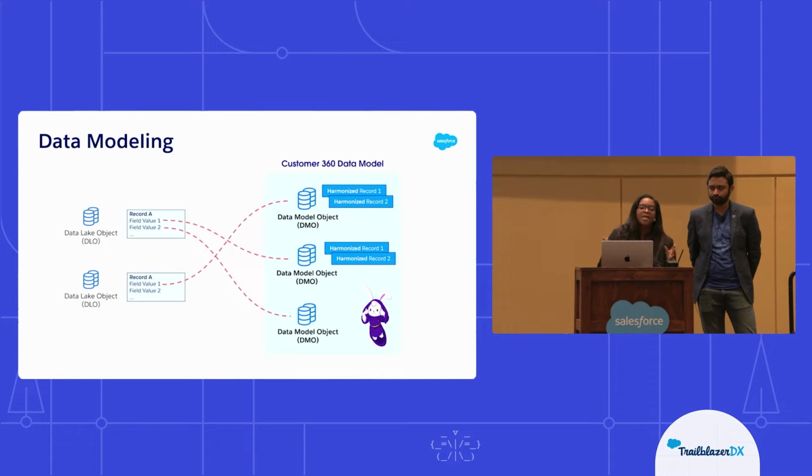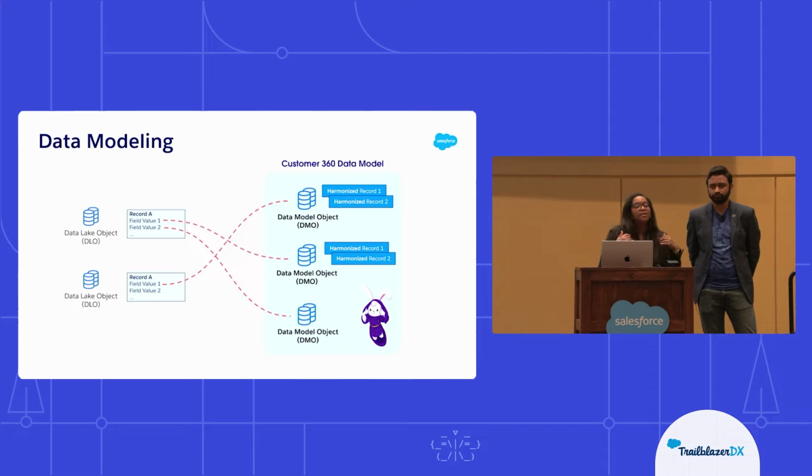So we have a variety of standard data model objects that you can map to. We have some of the ones that you're more familiar with, so account, contact, and lead. You'll always know whether you're in a data lake object, because a data lake object will have underscore DLL versus a data model object will have underscore DLM. So you'll know the difference between the two.